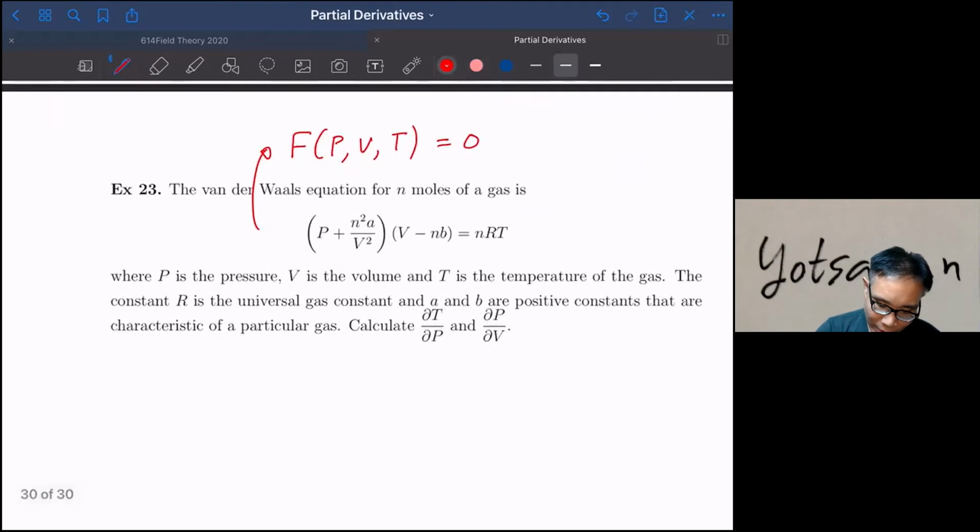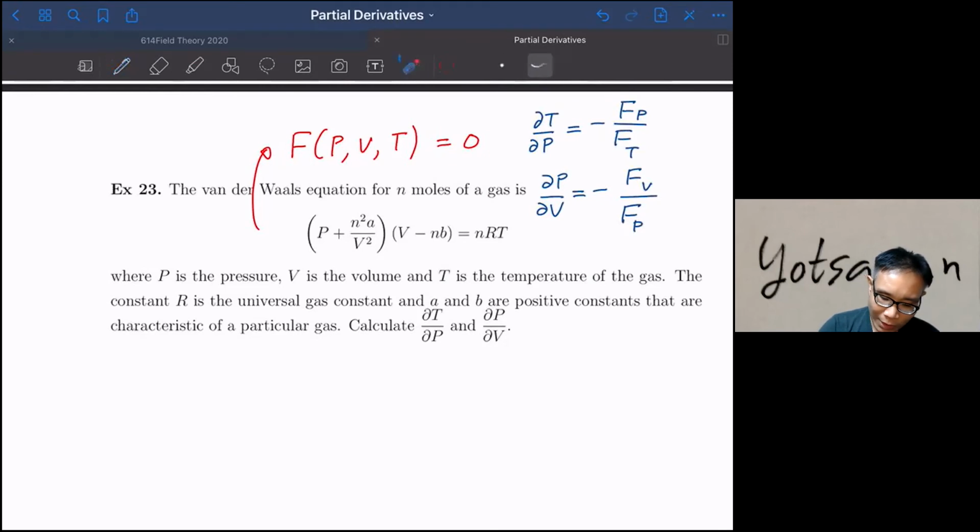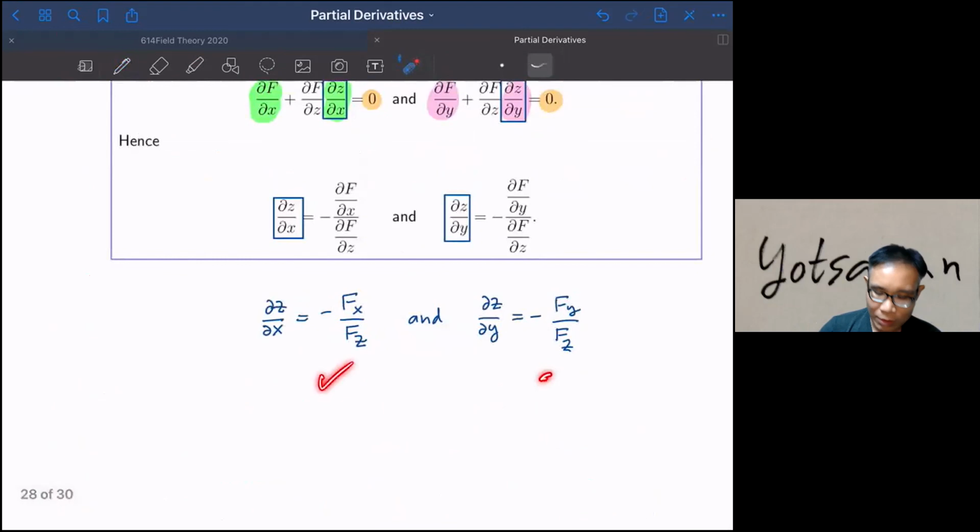And you're going to have dT/dP, and you have dP/dV. By just using the formula, this one will be Fp over Ft, the partial derivative with respect to P and the partial derivative with respect to T. And this guy will be F with respect to V and F with respect to P. So you see that the formula is kind of reciprocal. T on top turns out to be on the bottom. P on top turns out to come from the bottom P. So this one will be just the formula obtained from this formula.